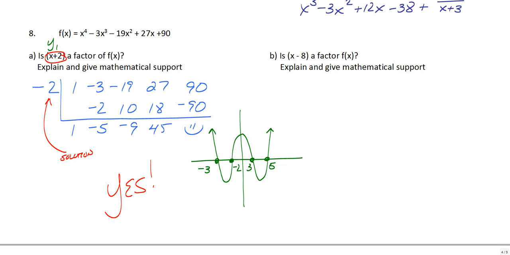Now, we could do synthetic division. Again, we would just put a +8 out front. But if we have a +8 out front, I can tell you after you do all the work, you will have a remainder of 1650. So you could say no, x minus 8 is not a factor because when using synthetic division, we have a remainder. Or you can say that 8 is not on the graph. So if 8 is not an x-intercept, it is also not a factor or solution to this problem.